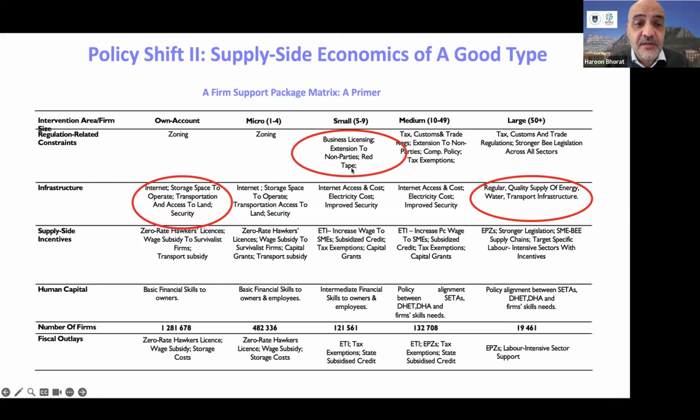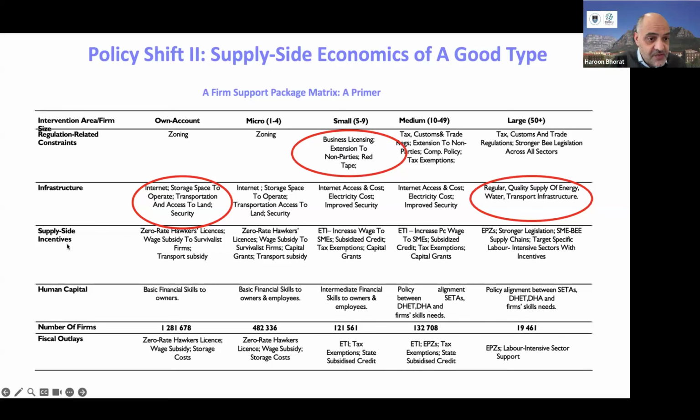For a small firm, their regulation constraints are around what is called the extension to non-parties. So the Labour Relations Act will say, you're a small retailer or a small clothing manufacturer, the big deal that's signed between the big unions and the employers, we're going to extend that to you. And it happens in the metal industry too, even though you're not a party to the agreement. That's massive red tape, over-regulation of the small business sector.